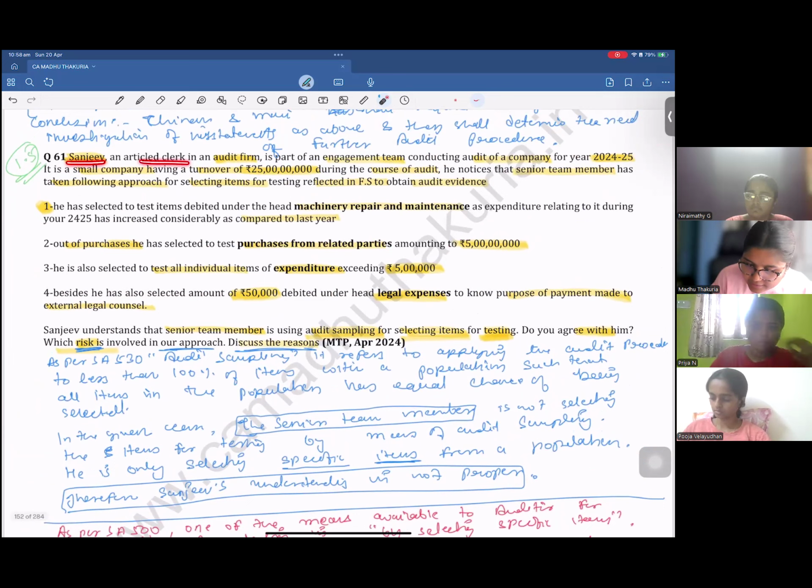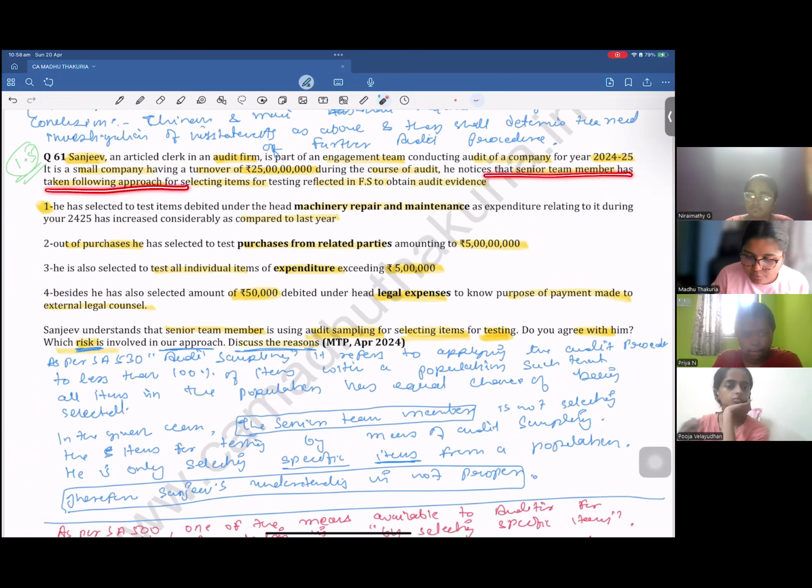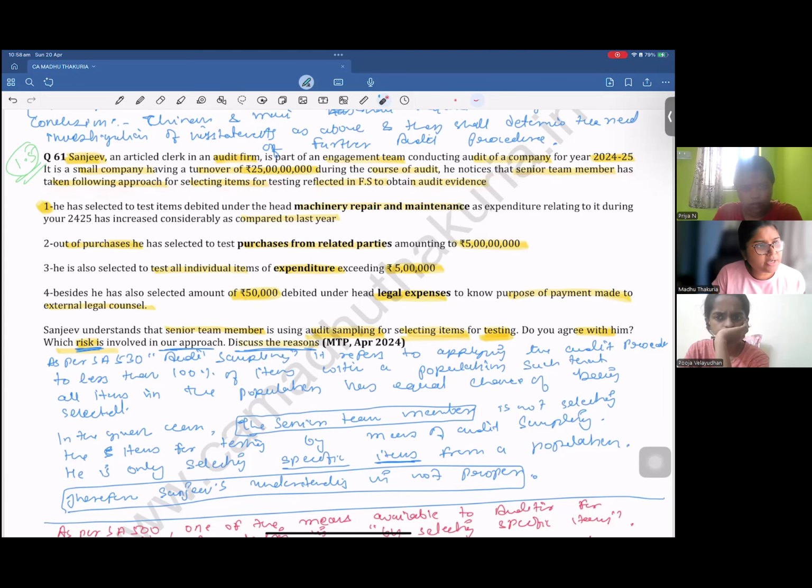Sanjeev, an article clerk in an audit firm, is part of the engagement team conducting the audit of a company for the financial year 24-25. It is a small company having a turnover of 25 crore. During the course of the audit, he notices that the senior team member has taken the following approach for selecting items for testing reflected in the financial statements to obtain audit evidence.